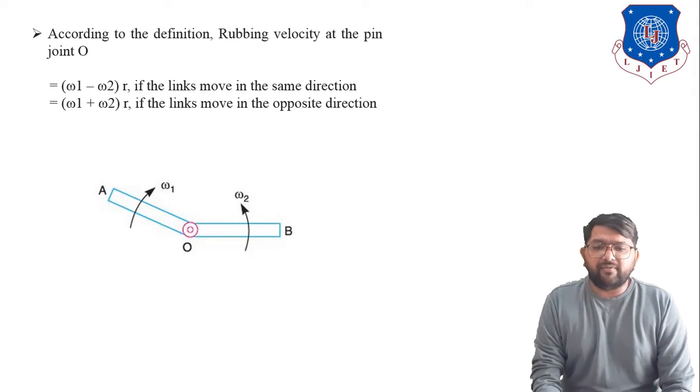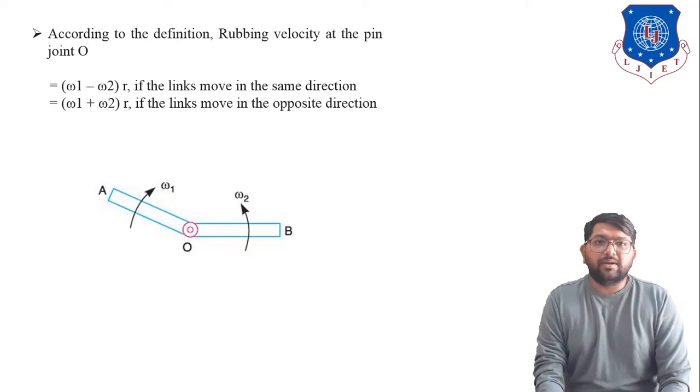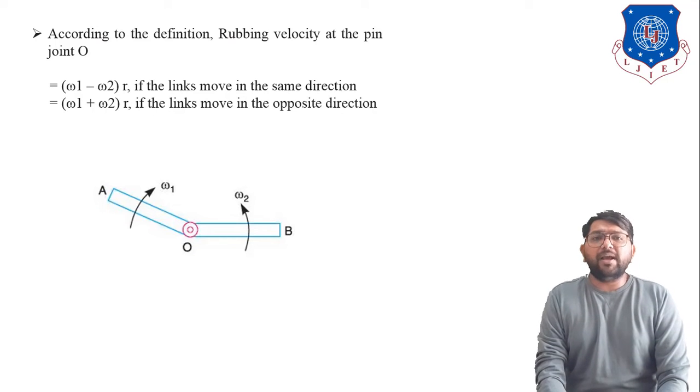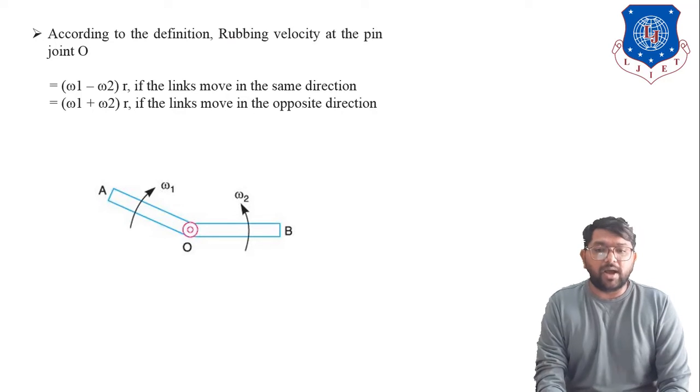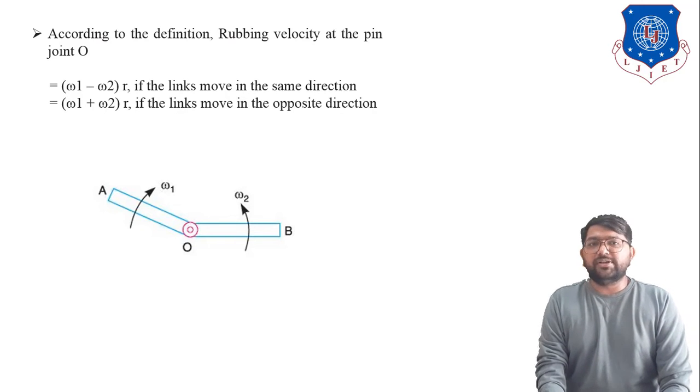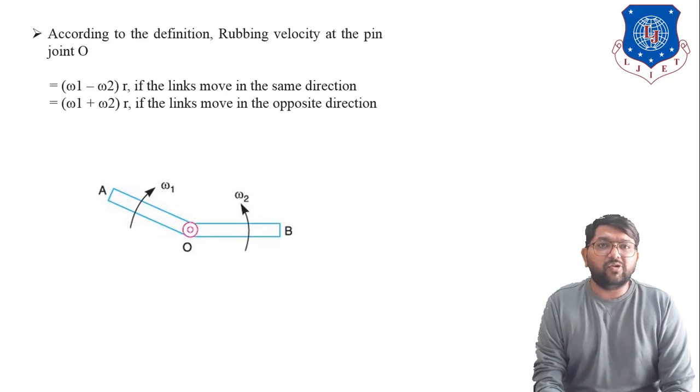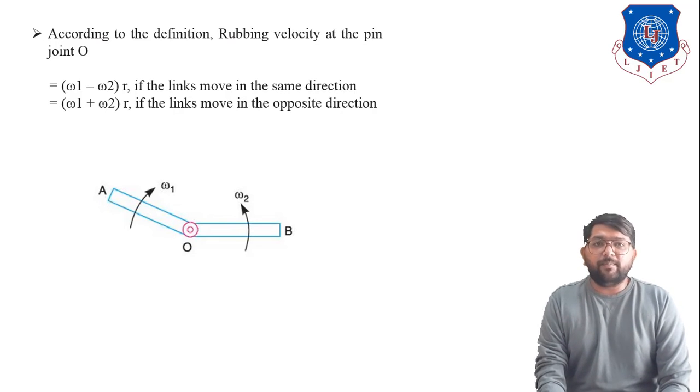Now according to the definition, the rubbing velocity at pin joint O is different for the two cases. From the simple equation of velocity, V is equal to omega into R. When both the links move in the same direction, the equation of rubbing velocity is V equals omega 1 minus omega 2 into R. When both the links move in the opposite direction, the equation of rubbing velocity is V equals omega 1 plus omega 2 into R.